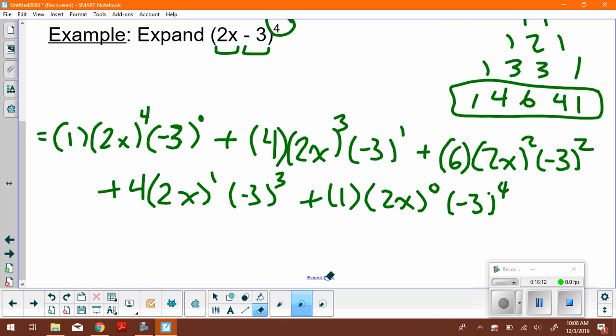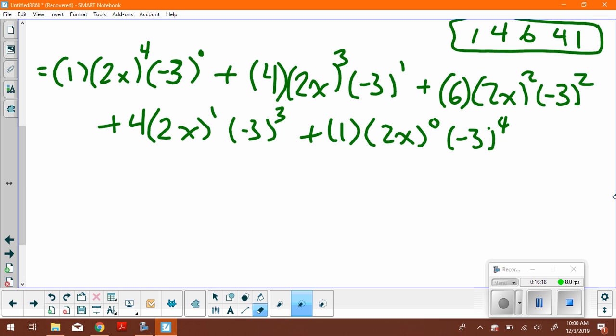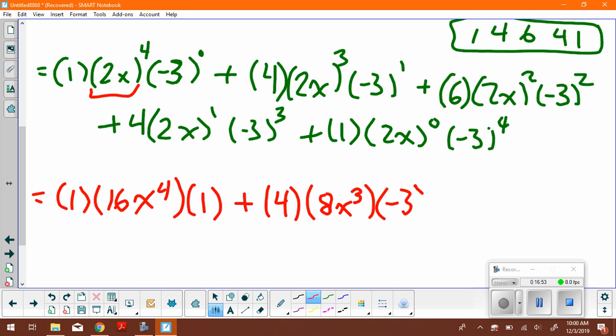Next step is going to be to tidy up all those brackets. From the first block, I'm going to leave my 1 alone for a second. Next piece, 2x all to the power 4. So I have to do 2 to the power 4, which is 16, and x to the power 4 is x to the 4. Negative 3 to the power 0 is 1. Next term, I keep my 4. What is 2x all cubed? 2 to the power 3 is 8, and I have an x cubed, and I'm keeping a negative 3.